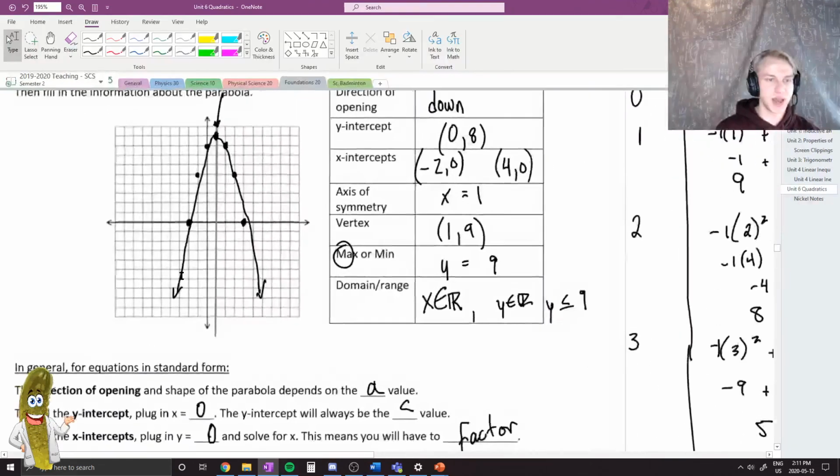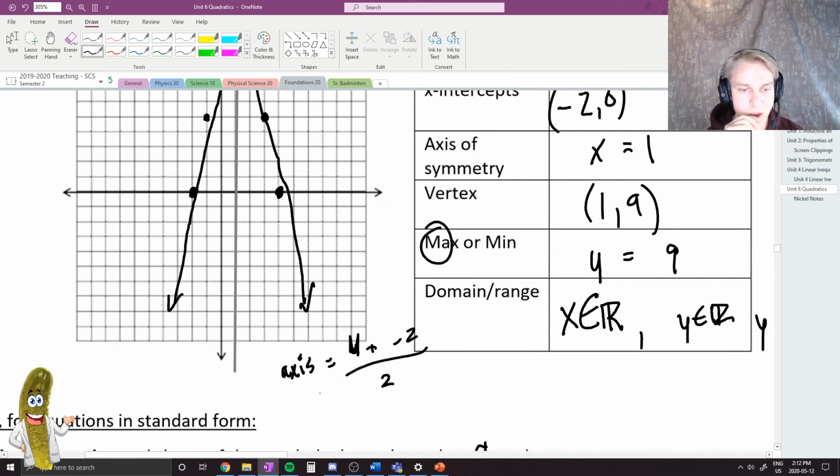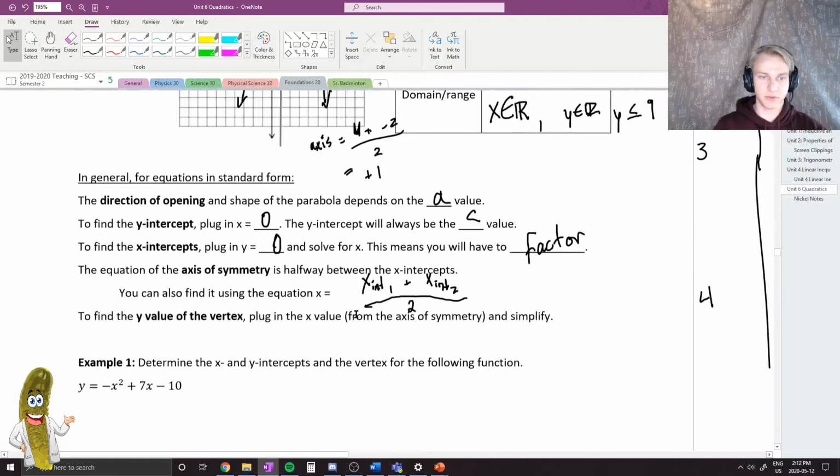So if we were to do that for this particular graph here, we could find the axis of symmetry by saying x-intercept 1 has an x value of 4, and the other x-intercept was -2. So we could do 4 plus -2 divided by 2, and when you do so, you end up with a positive 1, which was, in fact, right where our axis of symmetry was. It was right along x is equal to 1. And so we could solve for it using that method.